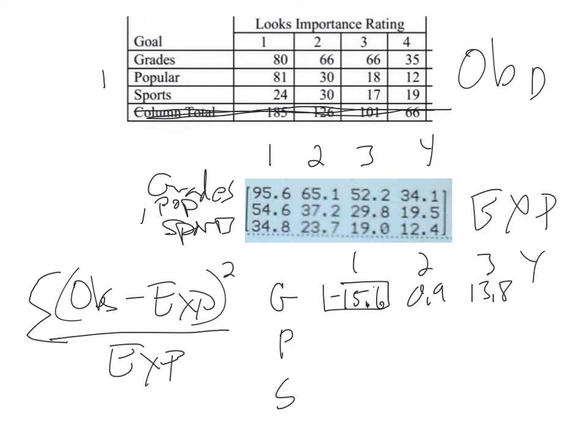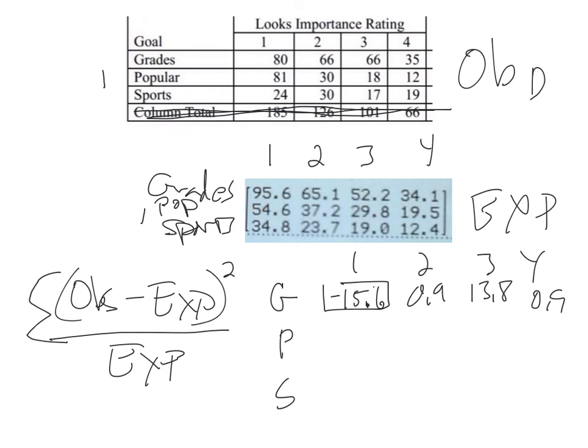And then the last one would be 35 minus 34.1. That is 0.9. Notice all I'm doing right now is getting the residuals. I'm just doing the subtraction part. To the next row, I'll do that for you.